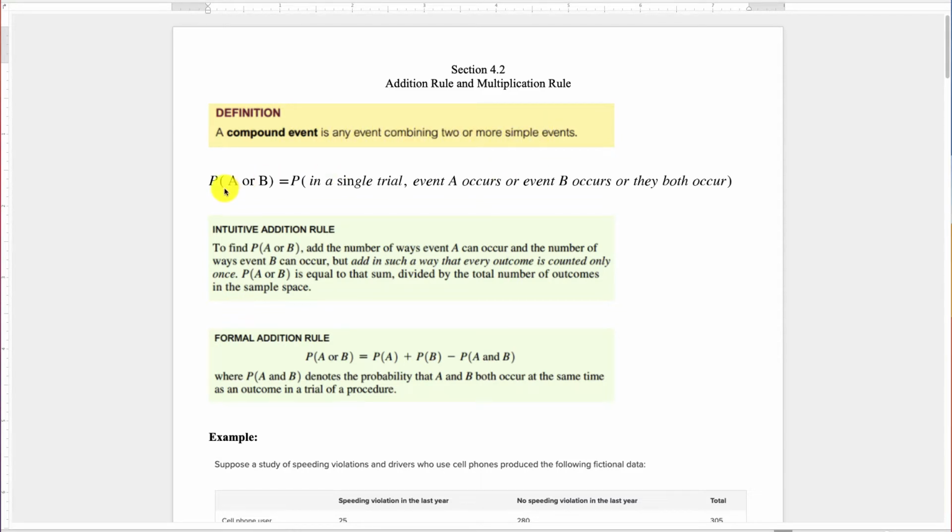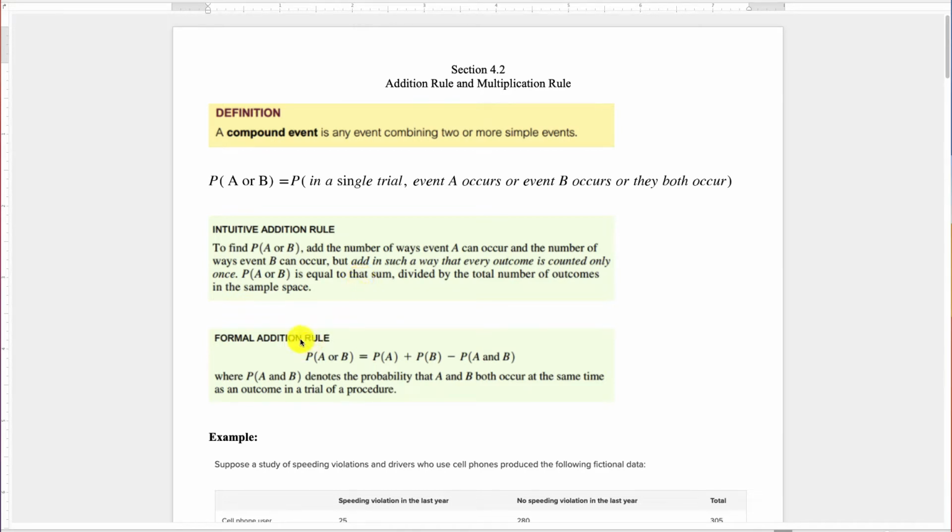So for example, the first one we talk about is the probability of A or B. This is going to be the probability in a single trial that the event A occurs or the event B occurs, or they both occur. To find the probability of A or B, you add the number of ways that A occurs and the number of ways that B occurs, and then add in such a way that every outcome is only counted once. So the probability of A or B is that sum, but you don't want to overcount, because sometimes A or B can happen at the same time, right?